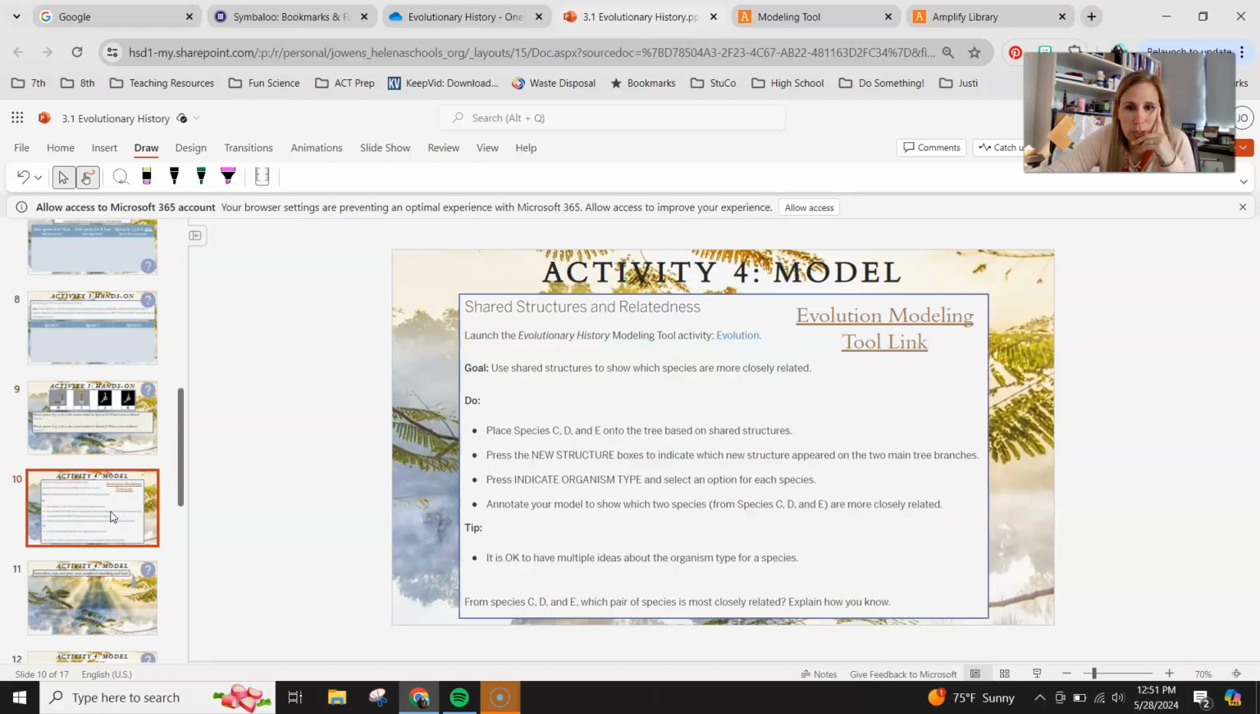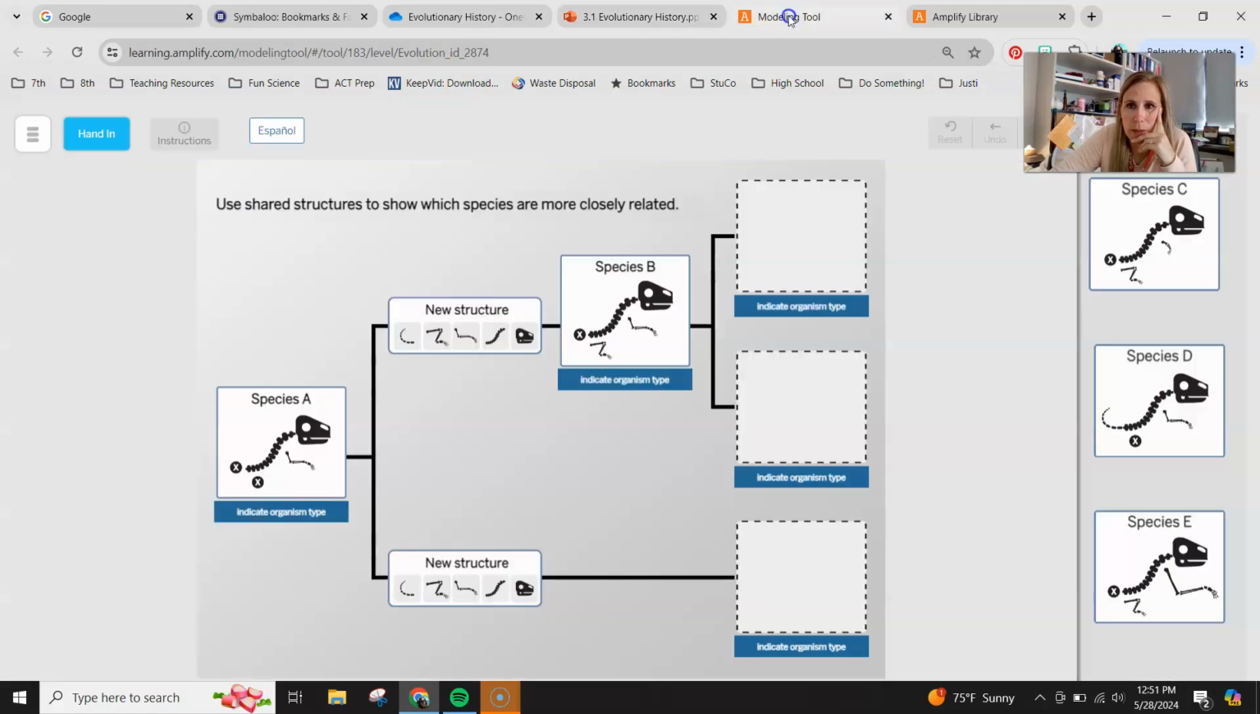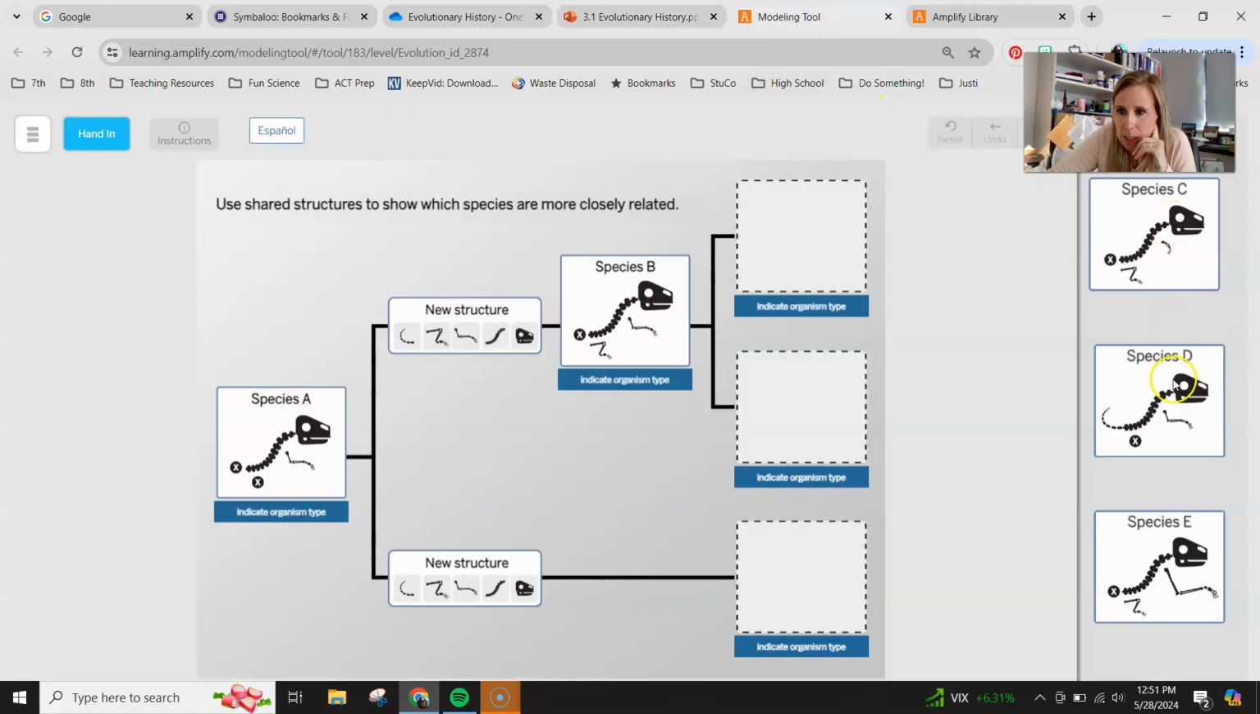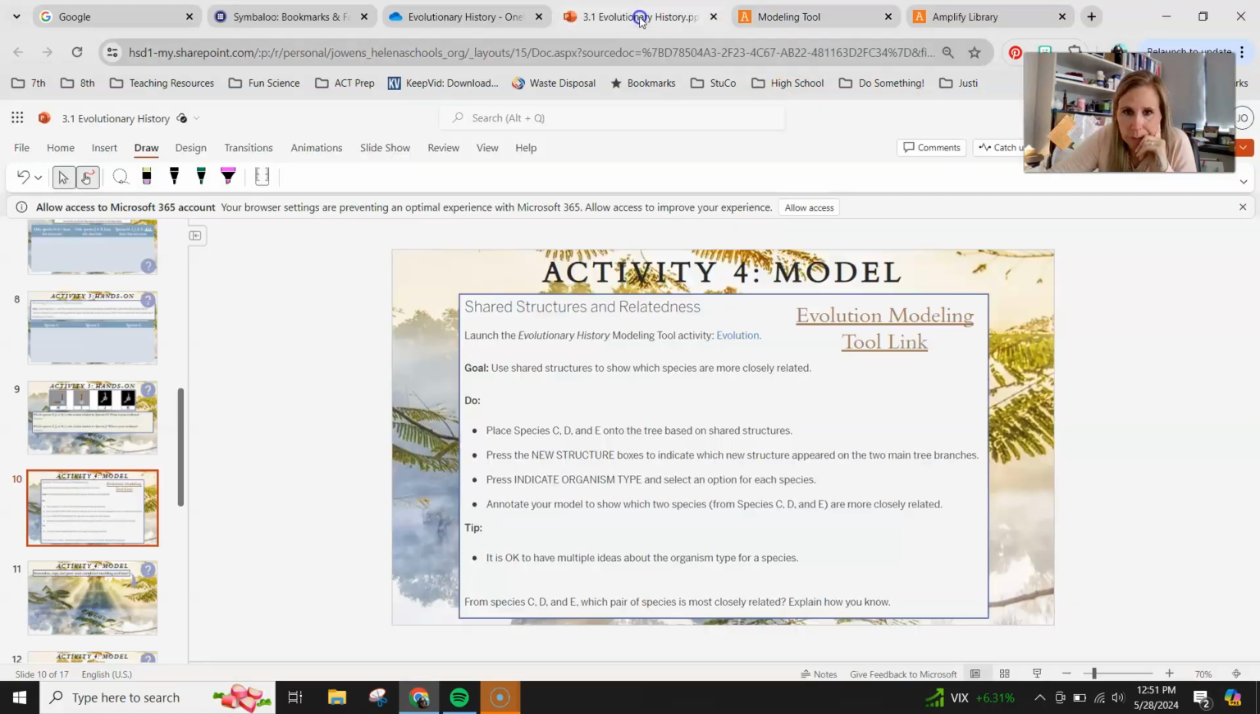Okay, launch the Evolutionary History modeling tool. When I open that, it should look like this. You guys can see any of the blue is places that we need to add some modifications. Use the shared structures to show which species are more closely related. Place species C, D, and E into the tree based on shared structures. So if we look at this, we've got species C, D, and E. You guys are going to place them into the correct spot here.